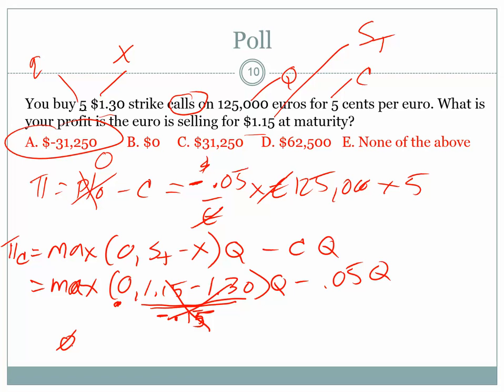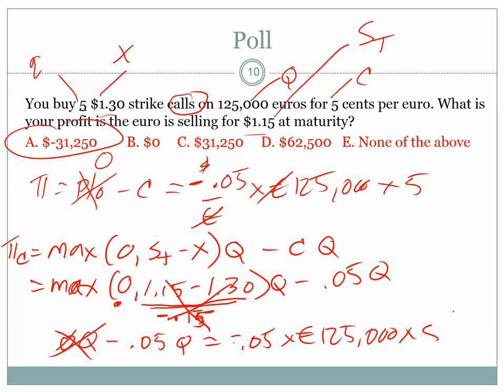Therefore, it's 0 payoff times quantity minus 0.05 times quantity. Or we're back to the same math over there, 0.05 times my 125,000 euros times 5. And that's my negative 31,250. So here's an example calculating the profit if you don't exercise, and it just turns out to be the cost. Or use your formula and let the maximum function show you you don't exercise.